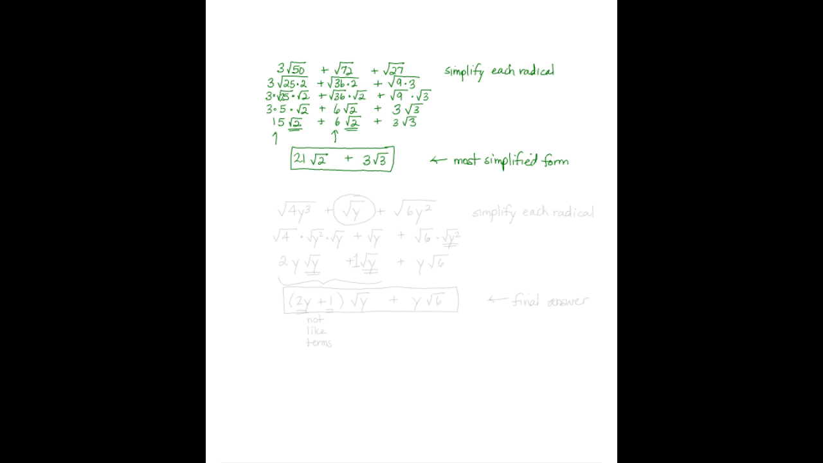Our last example we're going to do is the square root of 4y cubed plus the square root of y plus the square root of 6y squared. Again, we do not have like radicals, so we need to simplify these first.